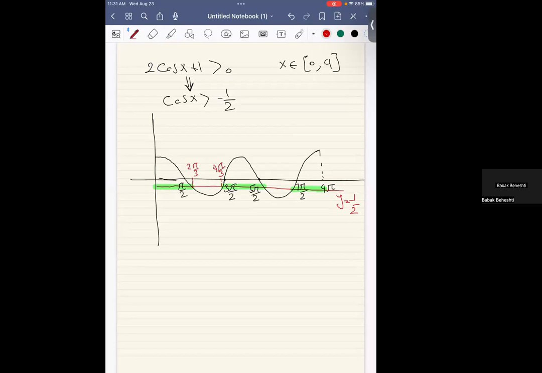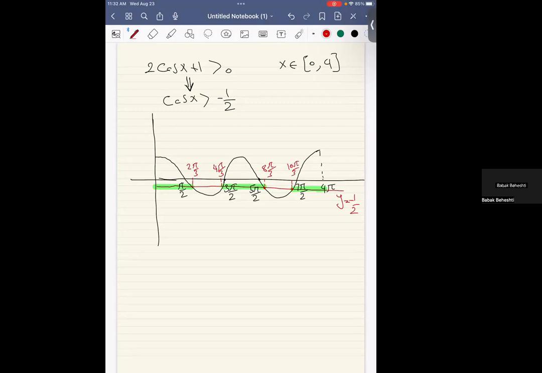And then you add 2 pi. 2 pi plus 2 pi over 3, so you get 8 pi over 3. And then here, you have 10 pi over 3.